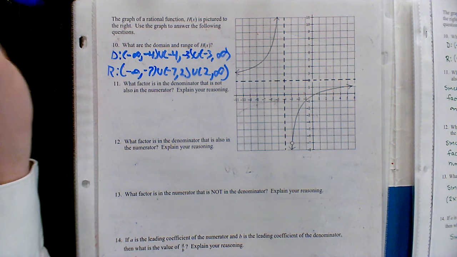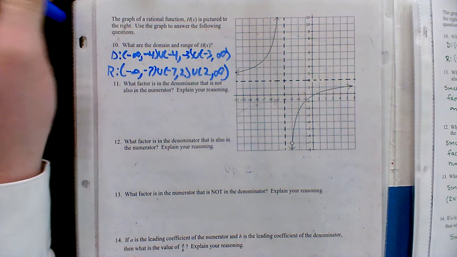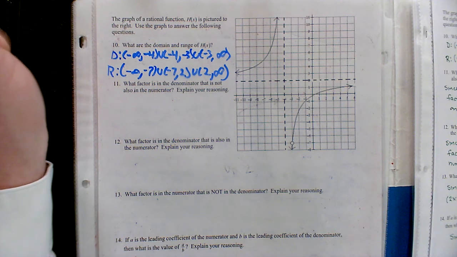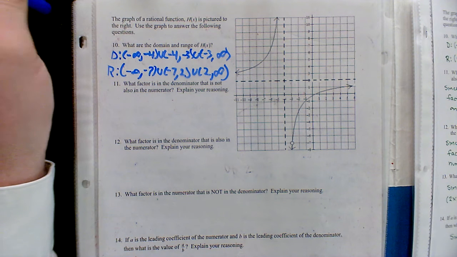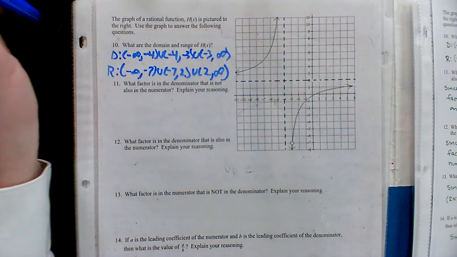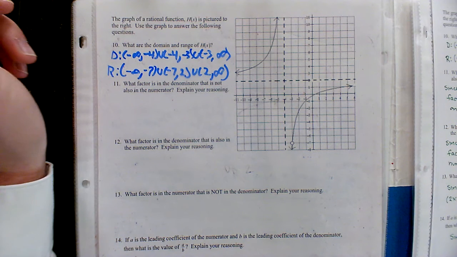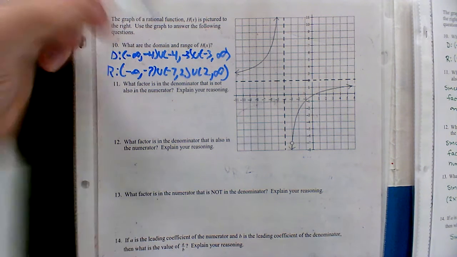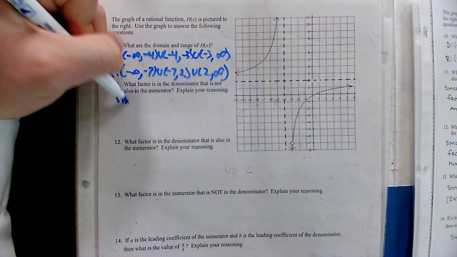What factor is in the denominator that is not in the numerator? Explain your reasoning. In the denominator but not in the numerator. X plus 4. Okay, how'd you know that? It's the vertical asymptote and it's a non-canceling factor in the denominator.